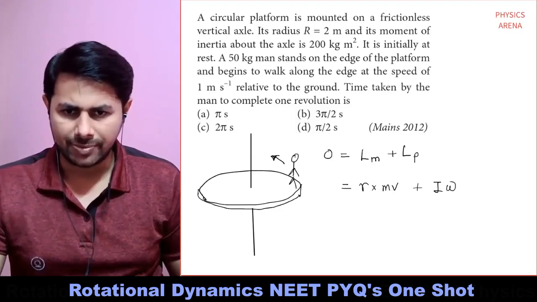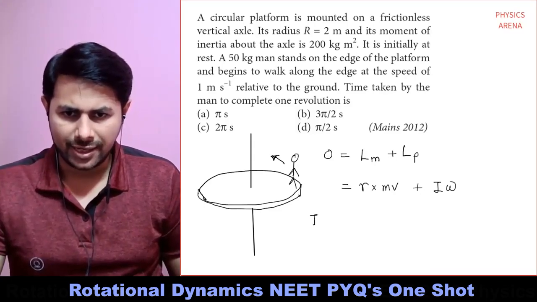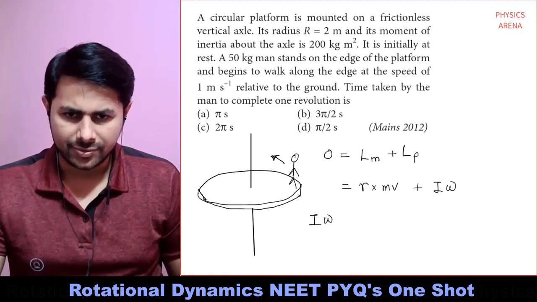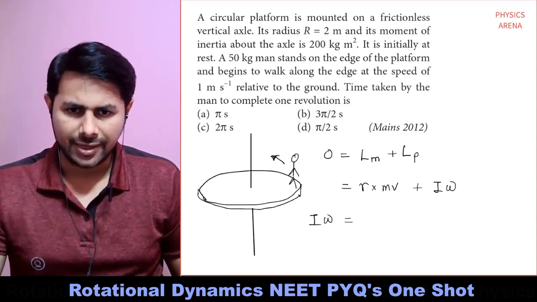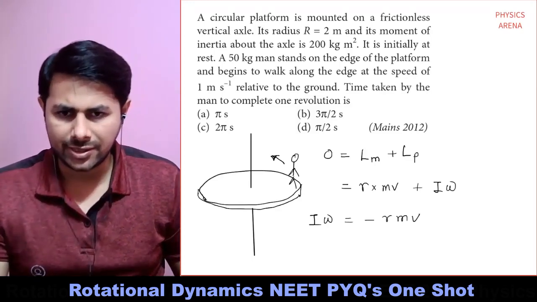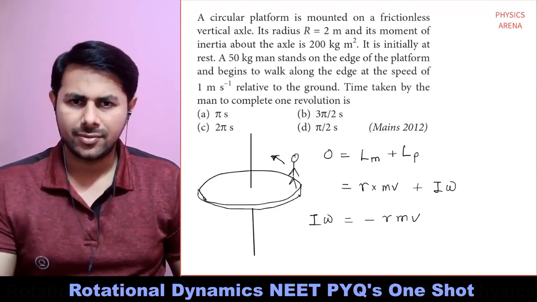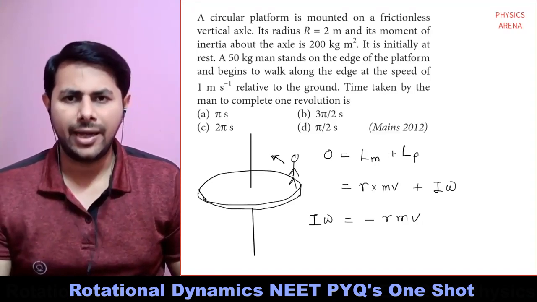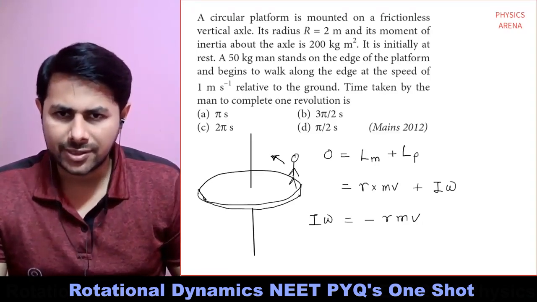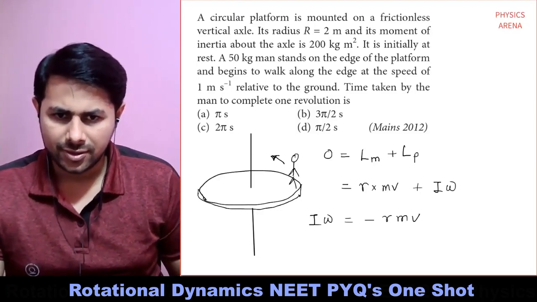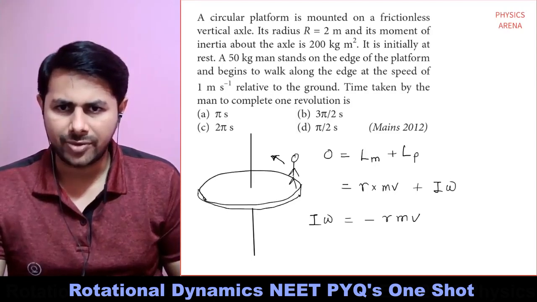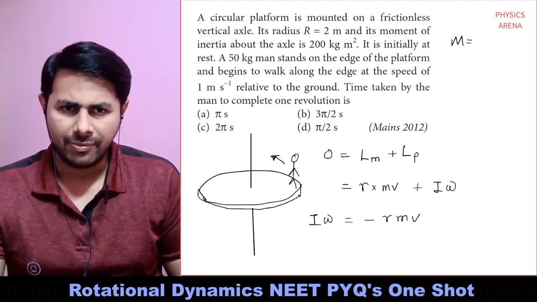So let's move this to the left hand side. So we get I times omega equals minus r multiplied by m into v. So how much is I? I is half of m into r square. So how much is its mass? So small m is mass of man. Let's call mass of ring, okay, m is mass of ring.